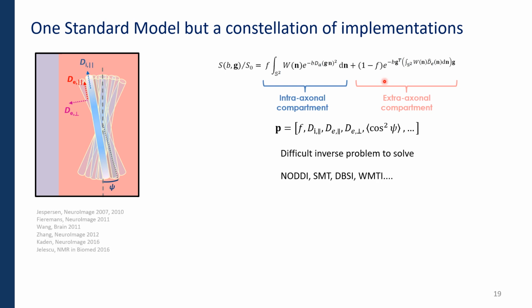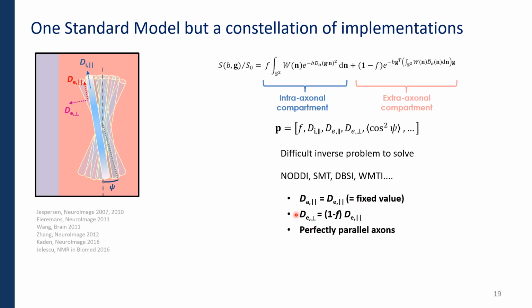And so in the literature, you may have encountered a certain number of acronyms such as NODDI, spherical mean technique, or diffusion basis spectrum imaging, or again, white matter tract integrity. All of these are implementations of the standard model, but each of them makes different simplifying assumptions in order to stabilize the fit. For example, in some models, the axonal and extra-axonal parallel diffusivities are set equal to each other and to some fixed value.